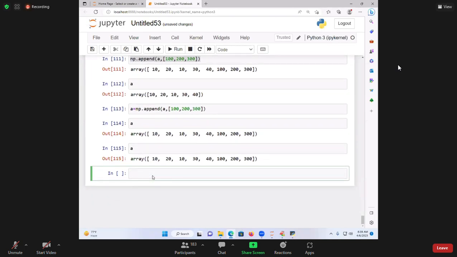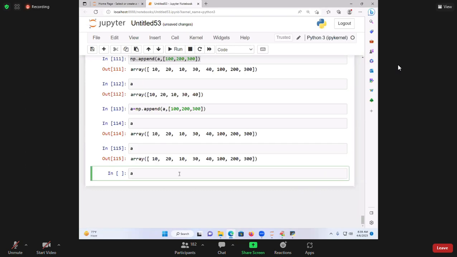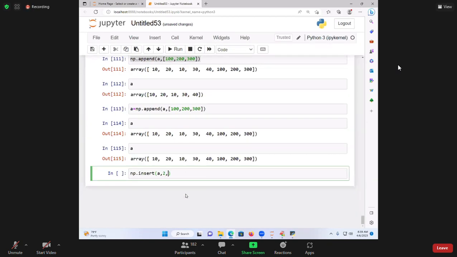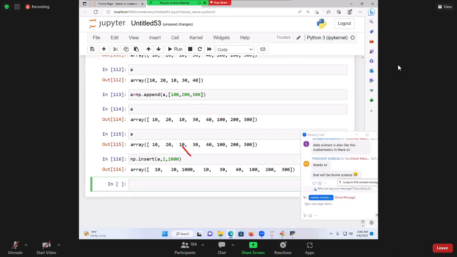This is my A. Now I want to insert some data at this location. What will I do? np.insert of A comma 2 comma the value 1000. 1000 means I am inserting. So the existing elements move forward and are adjusted. Is the element inserted at the second location or not? And whatever element was there is positioned next.